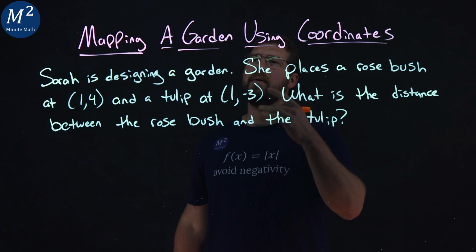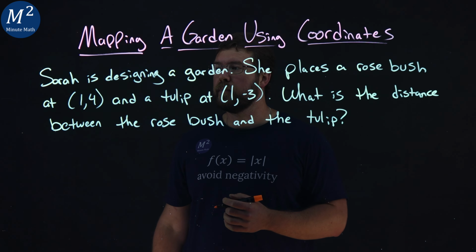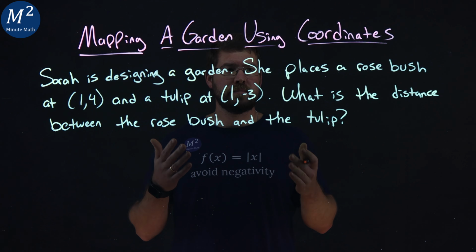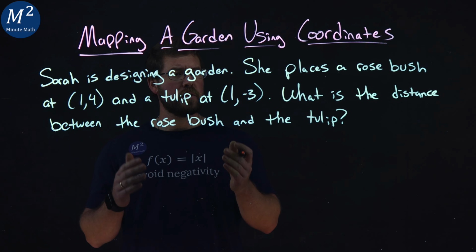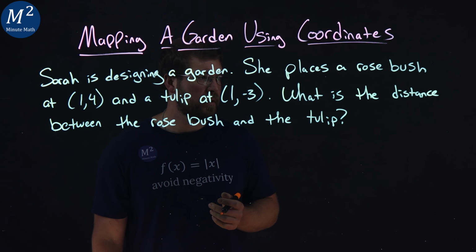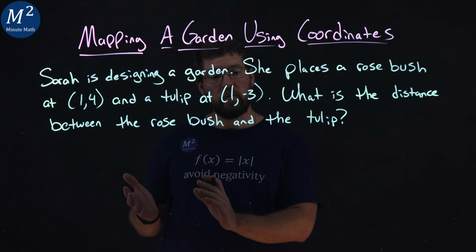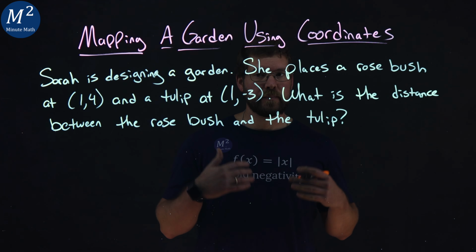Let's learn about mapping a garden using coordinates. Sarah is designing a garden. She places a rose bush at 1, 4 and a tulip at 1, -3. What is the distance between the rose bush and the tulip?